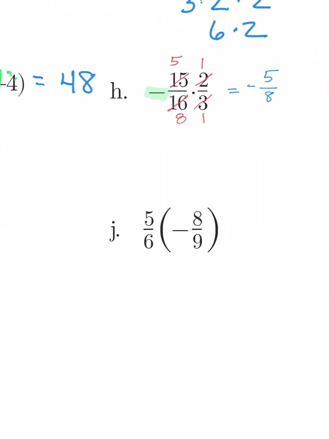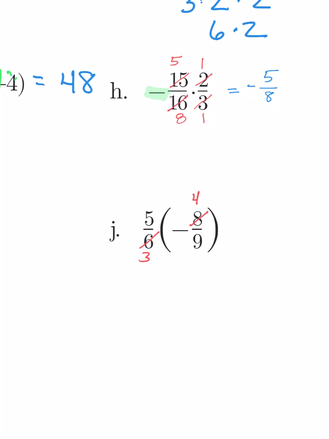For the last problem, J, we have 5 over 6 times negative 8 over 9. If we cancel common factors, what can we cancel? The only numbers that have common factors here, in terms of being on a top and a bottom, is 8 and 6. Both of them are divisible by 2. If we divide 6 by 2, I get 3. And if I divide 8 by 2, I get 4.